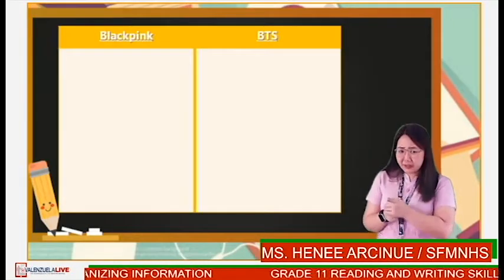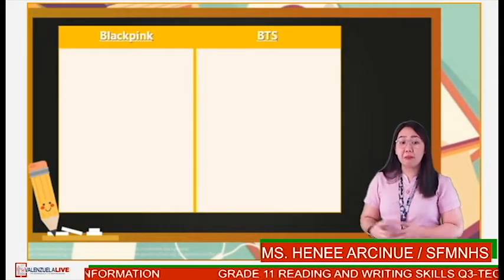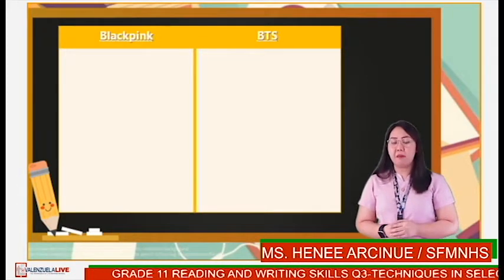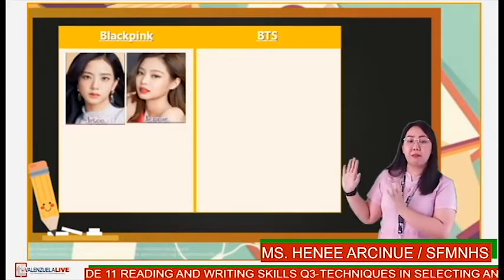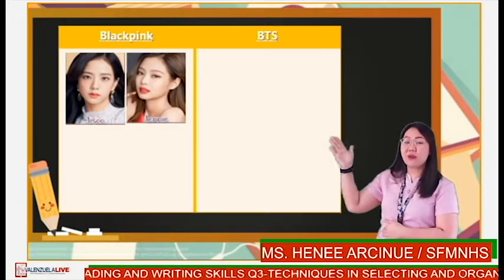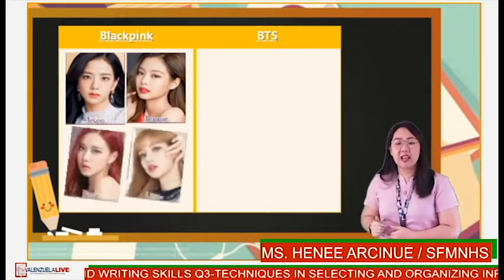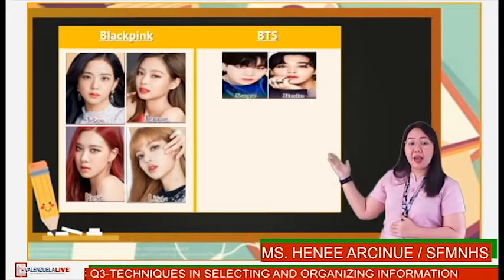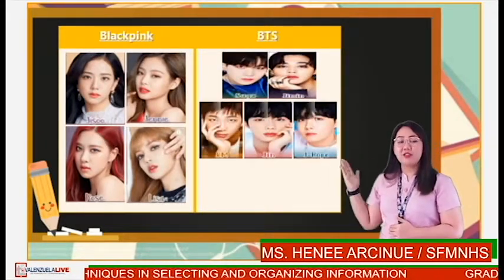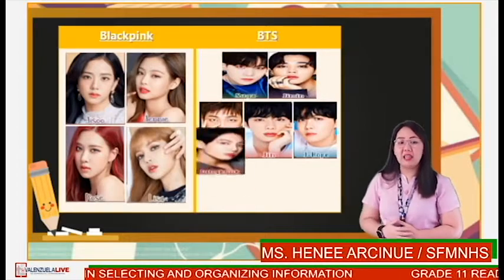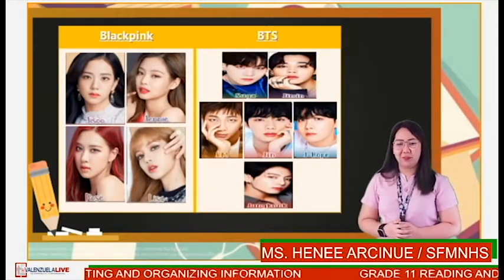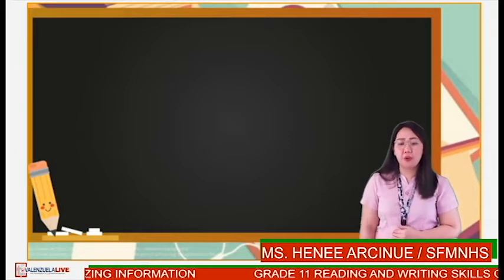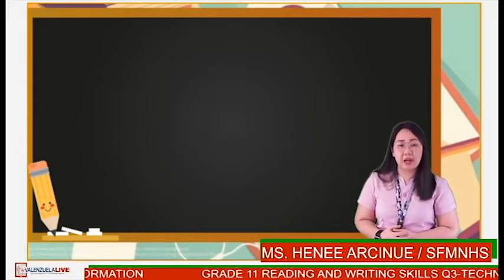Alright, so very good. Someone says they were from Blackpink and BTS, but let us classify them. Okay, let's have first for the Blackpink. Yes, we have Jisoo and Jennie, Rose and Lisa. For BTS, we have Suga, RM, Jin, J-Hope, and lastly, we have Jungkook. Now, as you notice, we are doing classification or organizing by group.